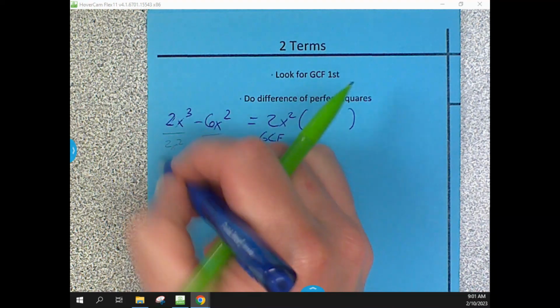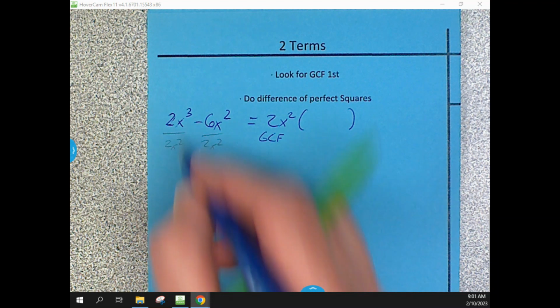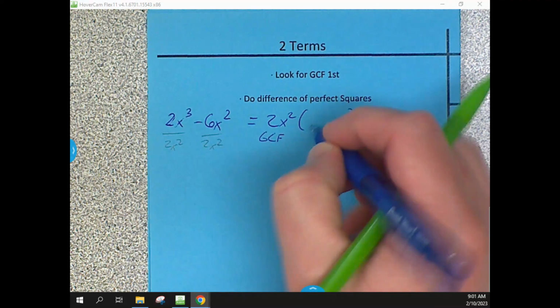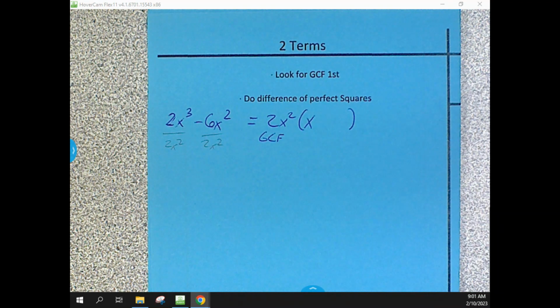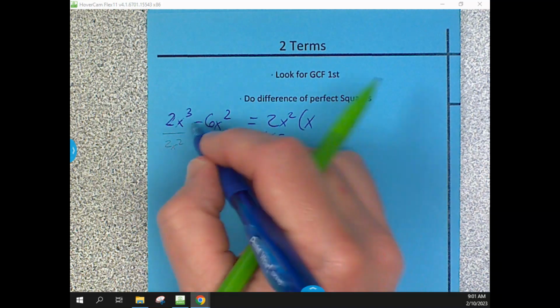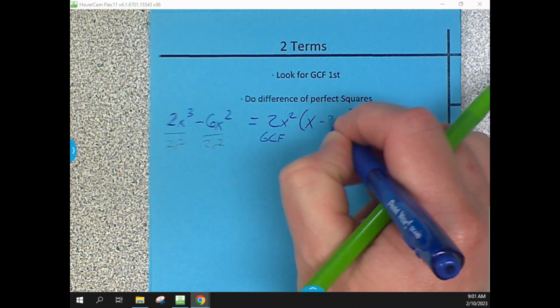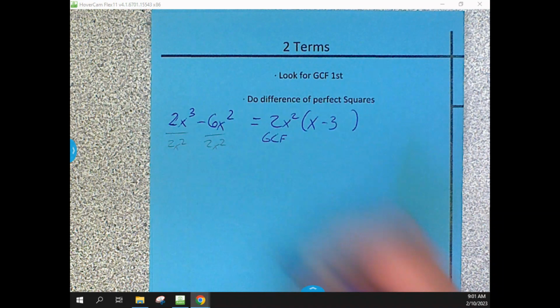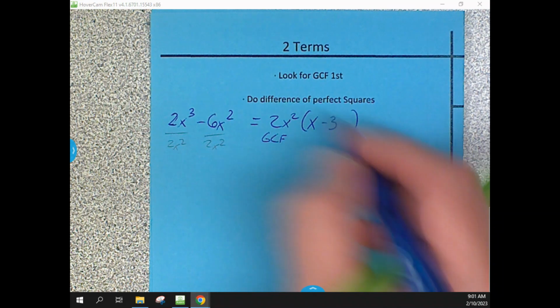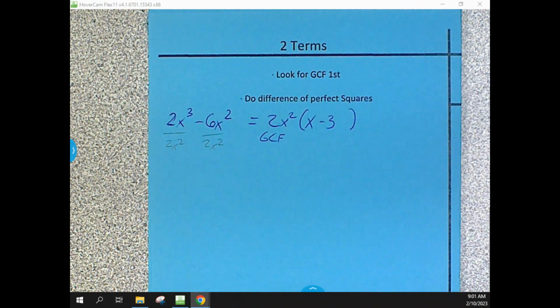So 2 divided by 2 is basically 1. If you've got x to the third divided by x squared, that's going to leave you with an x. Then you've got negative 6 divided by 2, which is negative 3. In that case, all the x squareds would cancel out. So that would be your answer in factored form.